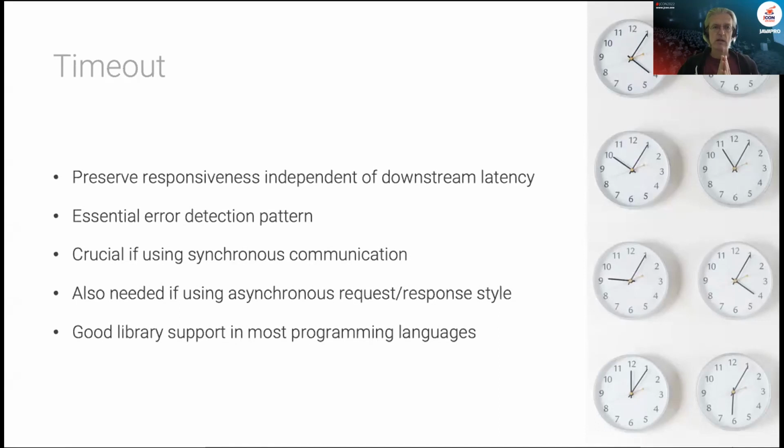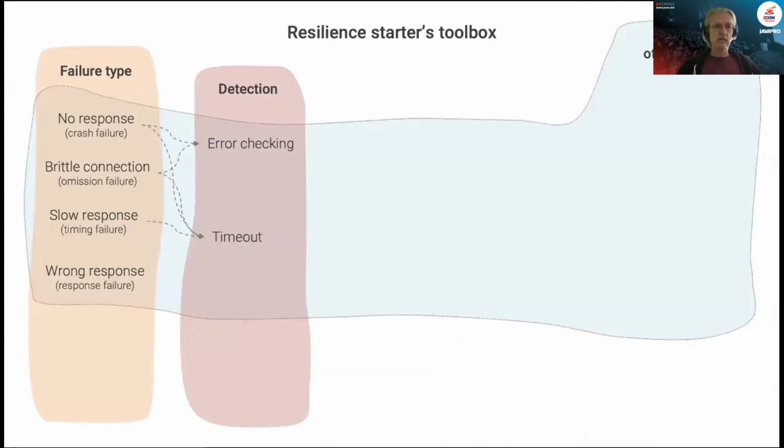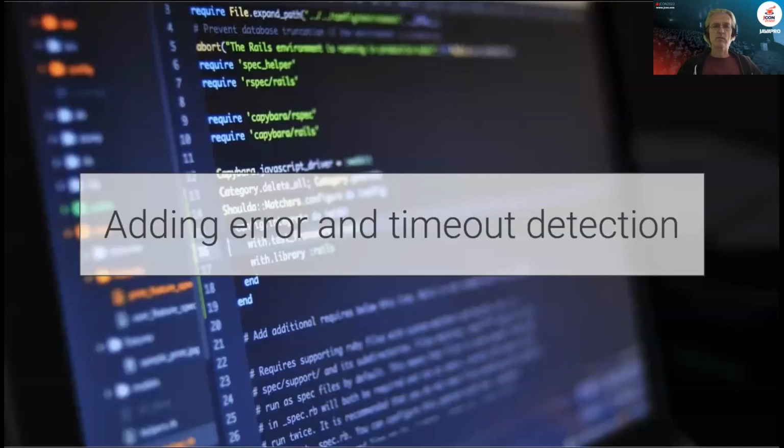So you also might need to check for timeouts, even if you're using asynchronous communication on a technical level, because it's important what kind of communication and expectation you have on the functional, on the business level. So you have to implement that. As I said, good library support again. For reasons of time, I will skip that one and move on to that one.